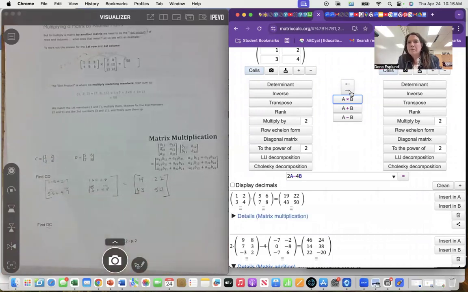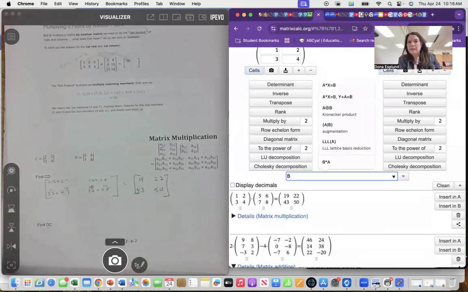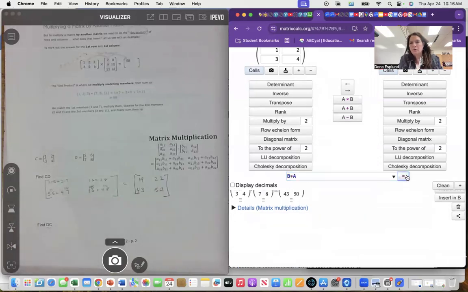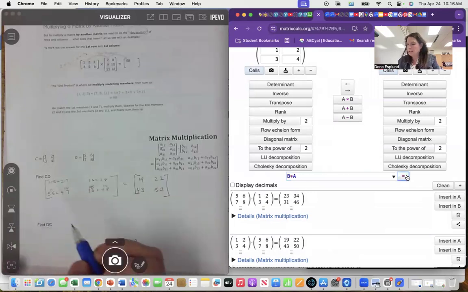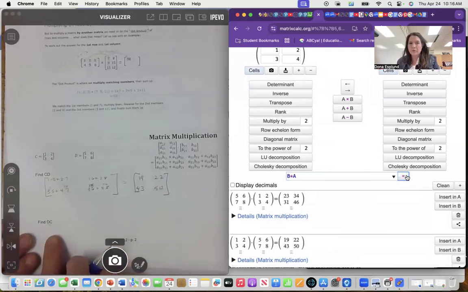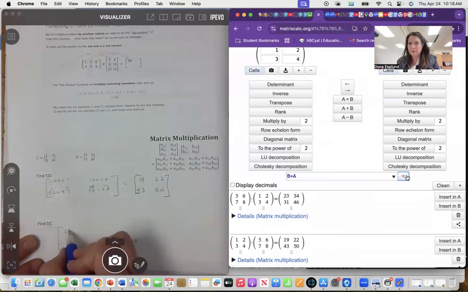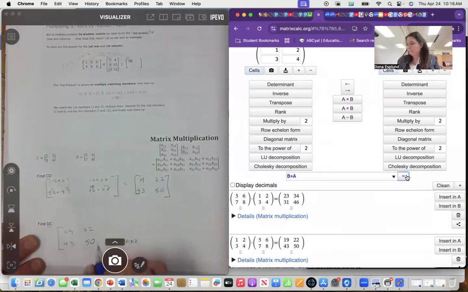If I wanted to go B times A, I'm going to actually get a different answer. So I'm going to go ahead and just plug it in here because I'm going to change it. So I'm going to just type in B, and then I'm also going to go times A, and I'm going to ask it to compute. And so when I multiply my D times C, even though it's different variables, I'm going to get then 23, 22, 43, and 50.